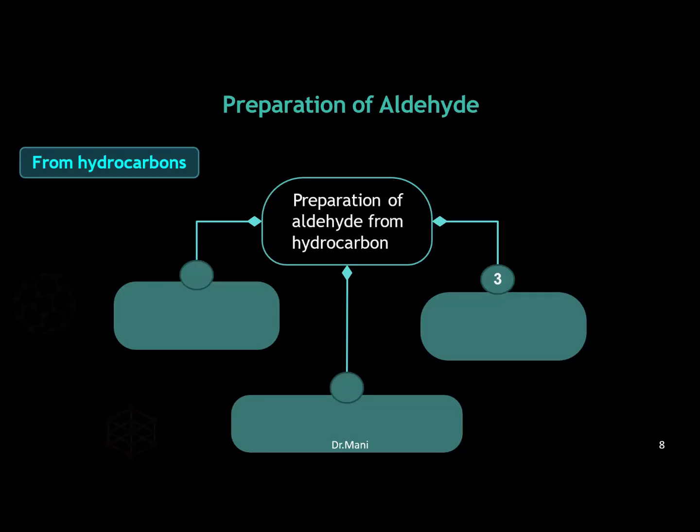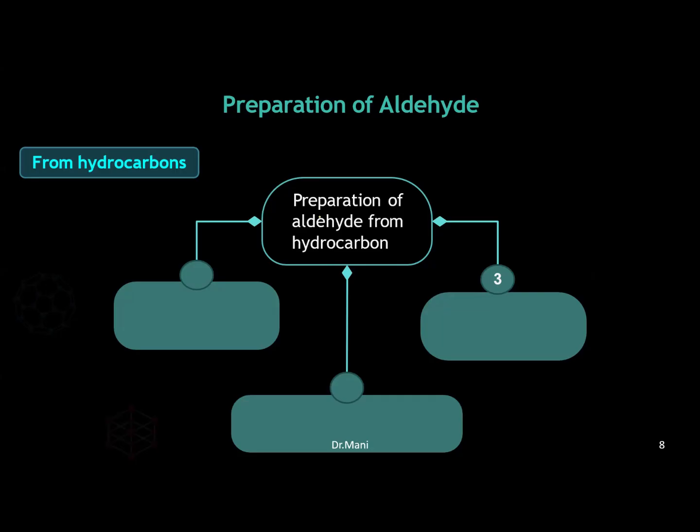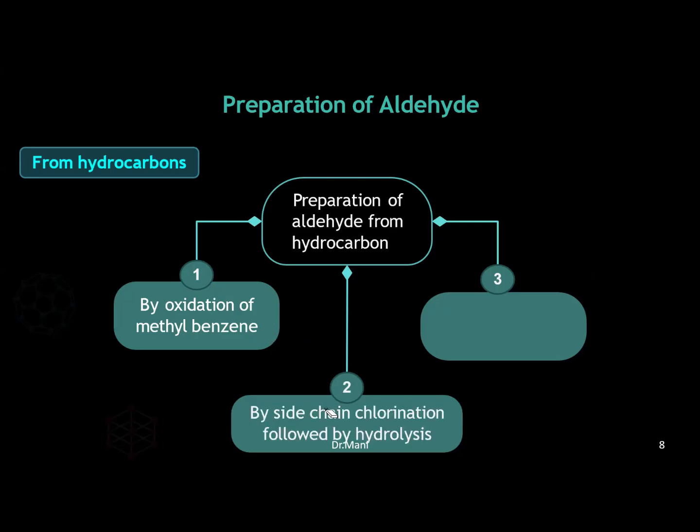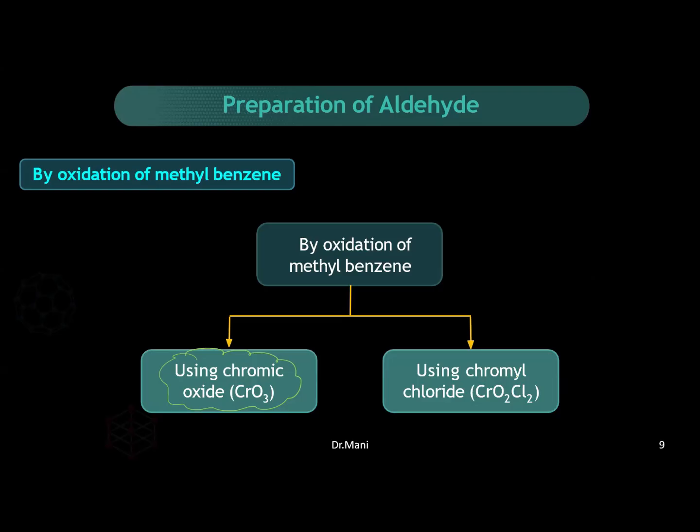So from hydrocarbons, how do we prepare the aldehydes? Preparation of aldehydes from hydrocarbons can happen in 3 ways: the oxidation of methylbenzene, side chain chlorination followed by hydrolysis, and the Gattermann-Koch reaction. This is very, very important. It's a named reaction. In the oxidation of methylbenzene itself, there are 2 ways: by using chromic oxide, CrO3, or by using chromyl chloride, CrO2Cl2. These are the 2 ways through which we can prepare the aldehydes from methylbenzene.